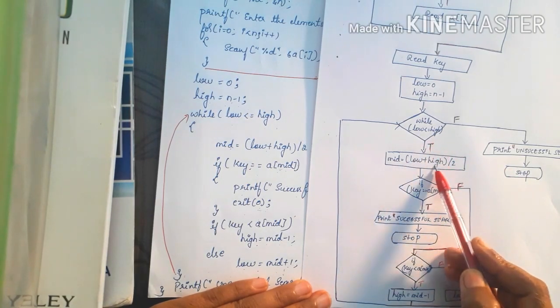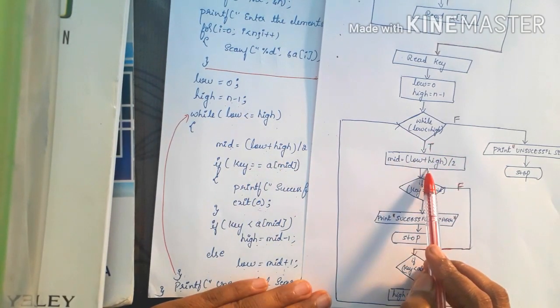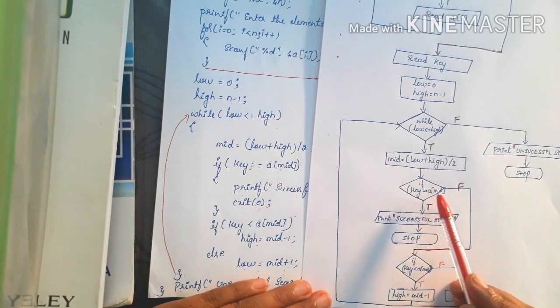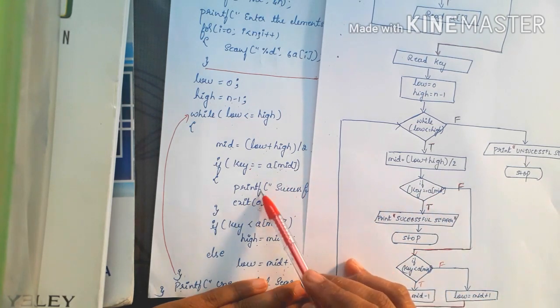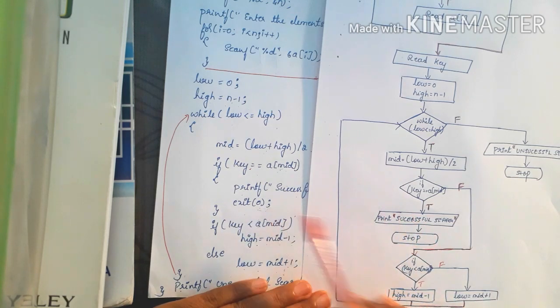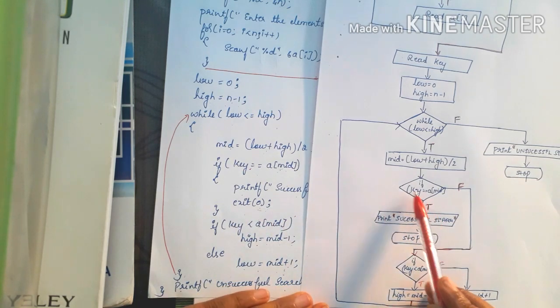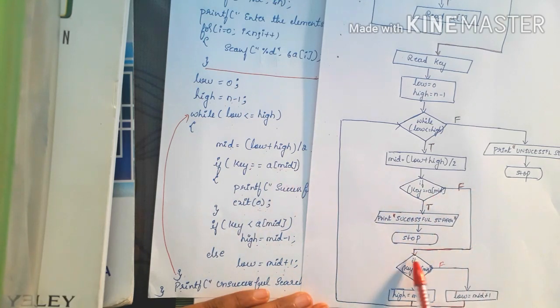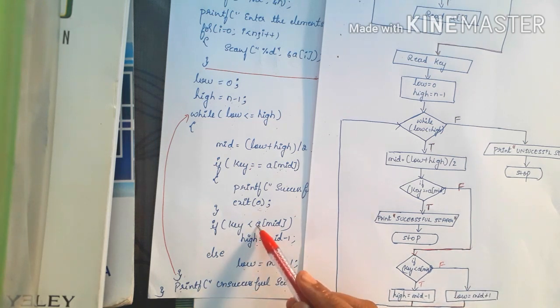if this condition is true, mid is equal to low plus high divided by 2. Then we have an if condition. If this condition is true, then print successful search, then exit. Exit means stop. If this condition is false, control moves out of if. Next instruction is another if condition, key is less than A of mid. If this condition is true, then high is equal to mid minus 1, then control moves out of if else. Then the next instruction is end of while.